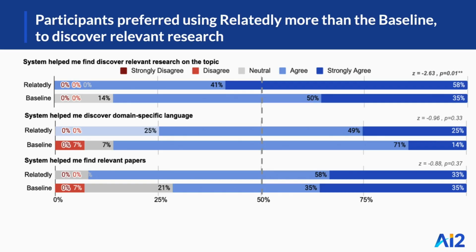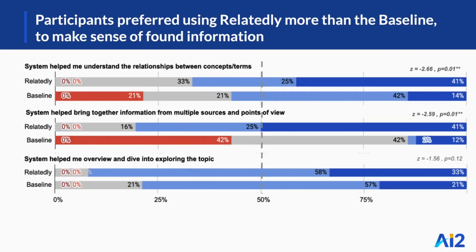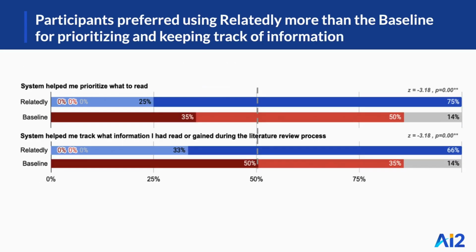Participants also self-reported that they preferred to explore related work sections using Relatedly than to exploring a list of papers to conduct literature review, particularly indicating that they preferred it as a method to discover relevant research, make sense of the found information, and keep track of and prioritize found information. In fact, 5 of these participants even volunteered to continue using the Relatedly system to conduct their own literature reviews, suggesting that this can truly be a novel way of conducting literature reviews by leveraging existing related work sections.